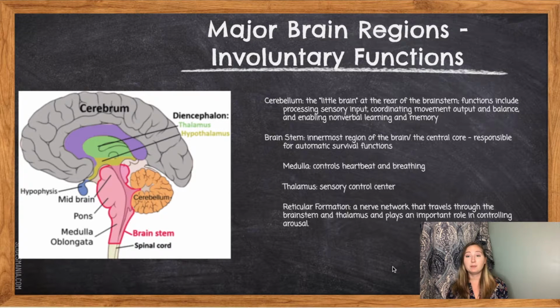So there's multiple parts of the brainstem, but we're going to cover 3 major ones. The medulla controls your heartbeat and your breathing. The thalamus is your sensory control center. And then the reticular formation is a nerve network that travels through the brain stem and the thalamus and plays an important role in controlling arousal.